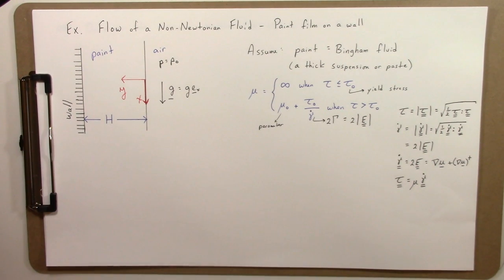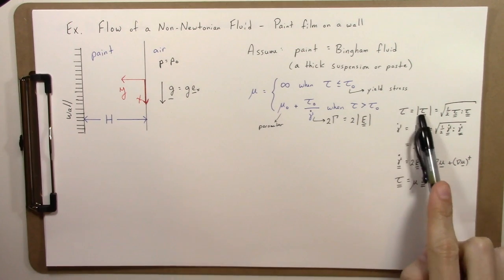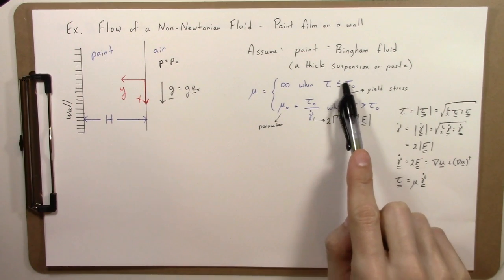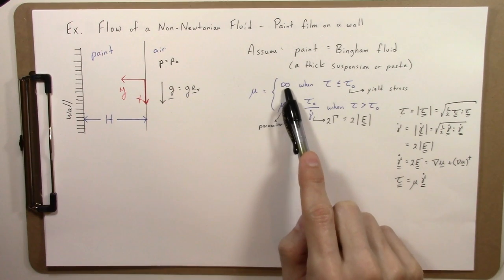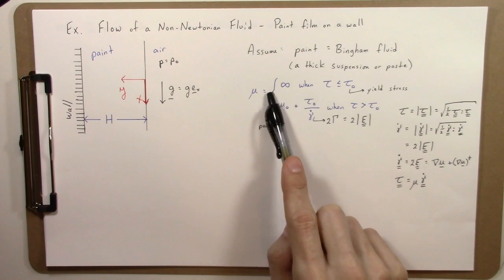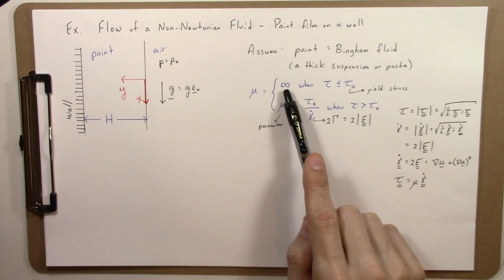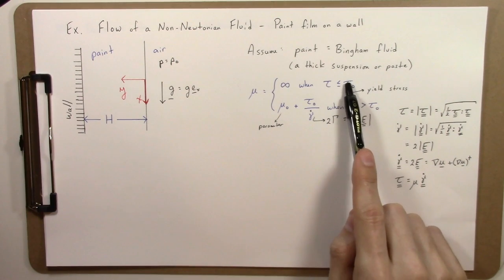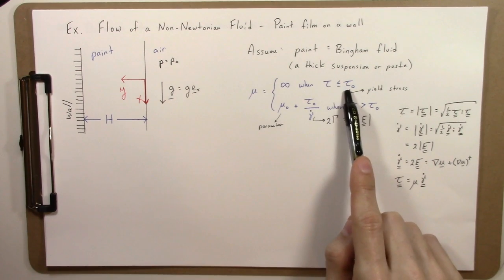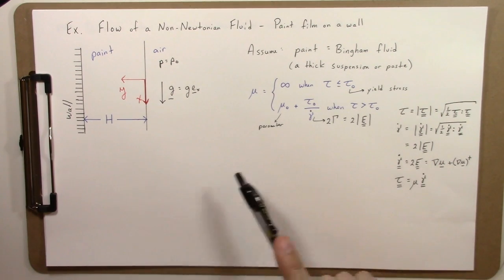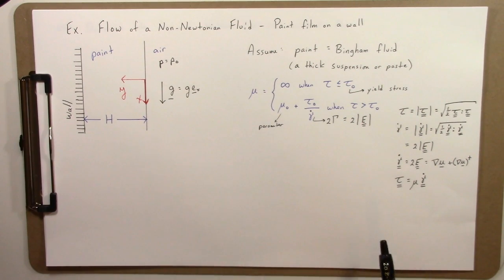So we can model this with this particular form of the viscosity shown here in blue. If tau, the magnitude of the viscous stress tensor, is less than this critical value tau naught, which is the yield stress, then the viscosity is infinite. The paint behaves as a solid. Infinite viscosity means no deformation. That's solid behavior. It's called a yield stress because once the viscous stress exceeds this yield stress, the paint yields. It actually begins to flow. So it transitions from a solid to liquid behavior.